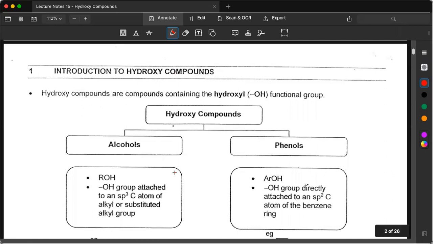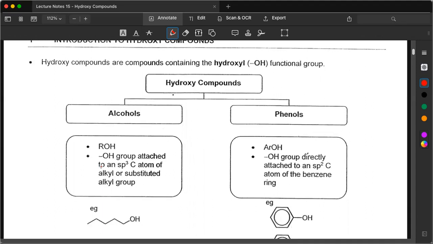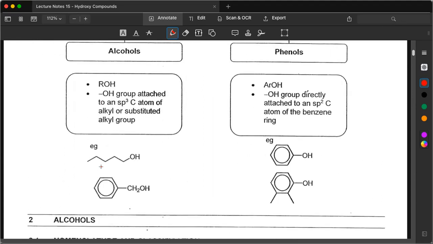Hydroxyl compounds are compounds that contain the hydroxyl functional group. So hydroxyl compounds can be alcohol or phenol. For alcohol, the OH group is attached to the sp3 carbon of an alkyl or substituted alkyl group. As for the phenol, the OH group is directly attached to the sp2 carbon of the benzene ring. So these are the examples.